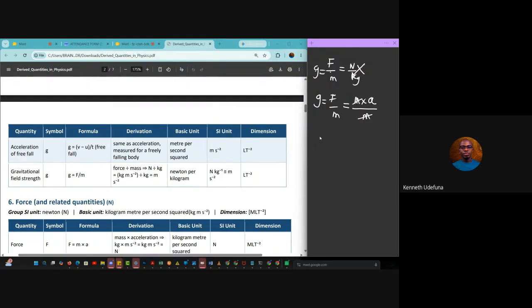So if I cancel this now, you now see that my G is my A. And you know, we've talked about acceleration before. What is the formula for acceleration? You agree with me that the formula for acceleration is V over T. And you know that the SI unit for acceleration is what? Meter per second squared. We have done this before. I hope this is now clear.